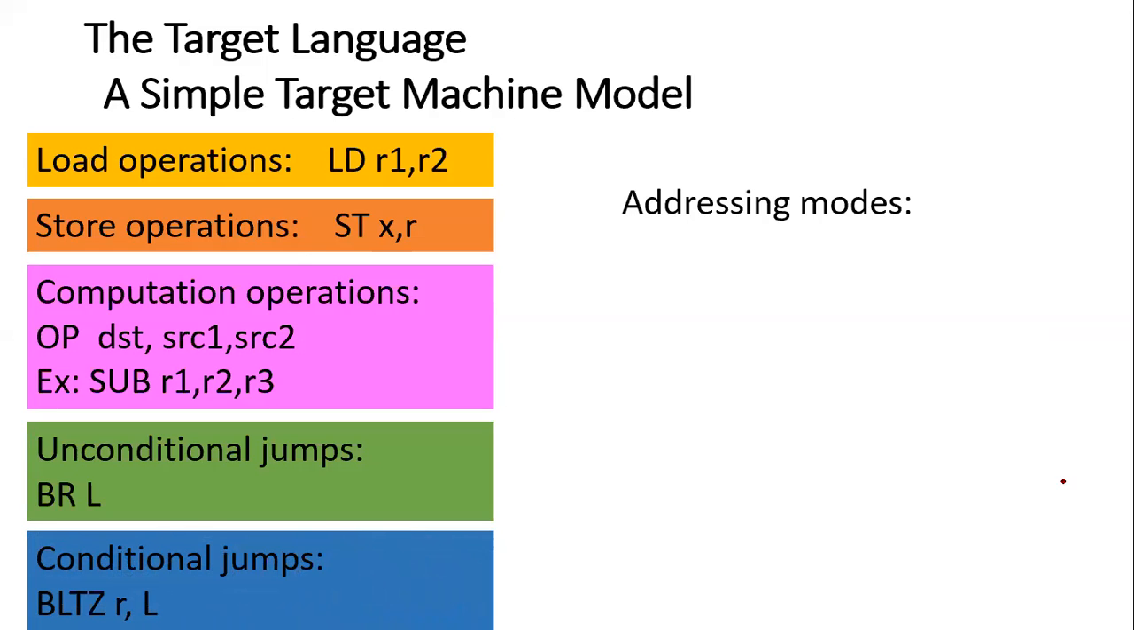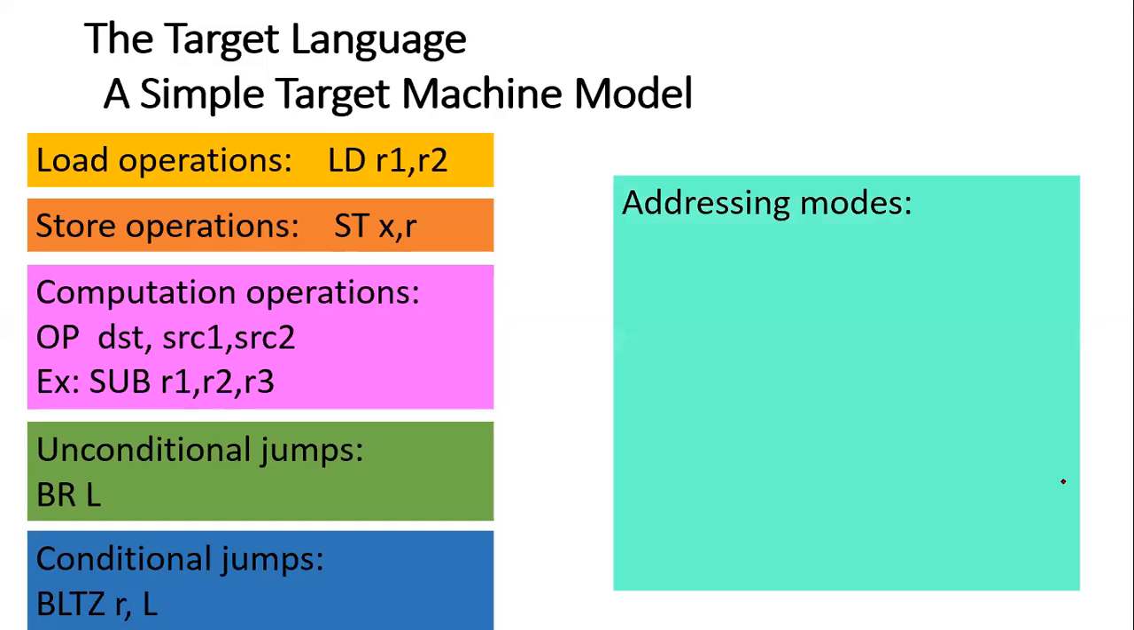Where you are jumping, that is through towards L. But what is this R? That is, if R value is less than 0, BLTZ, less than 0. If register value R is less than 0, you jump to L. That is what a conditional jump. And along with that, some addressing modes.